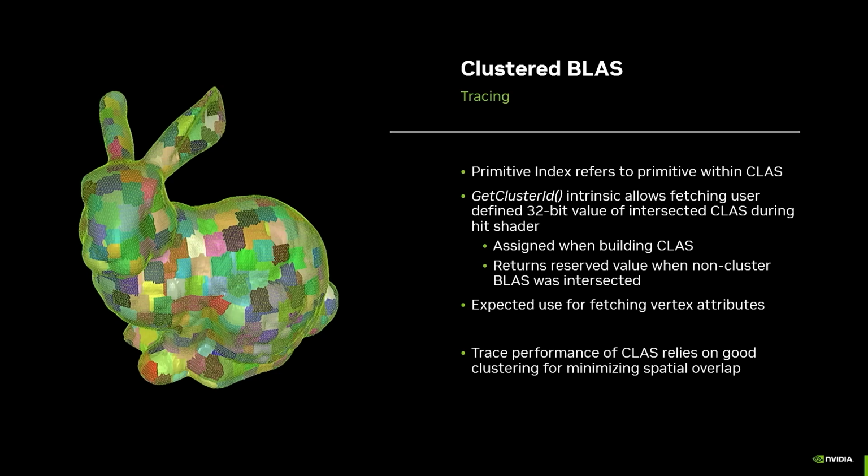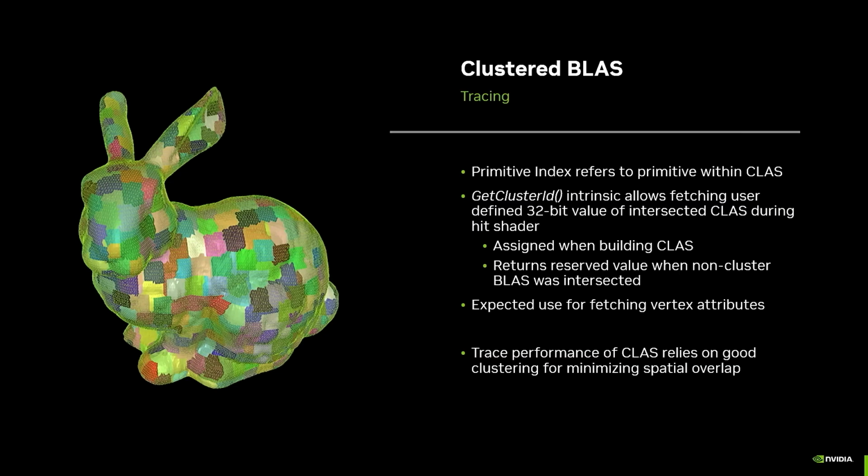So when you trace a clustered BLAS, there's a few small differences with the BLAS. First, your primitive index will refer to the primitive within the CLAS. So primitive indexes will not index within the whole BLAS, but within the CLAS the ray hits. And now this leaves you with, oh, I don't know which CLAS I hit in my BLAS. So that's why we added the get cluster ID intrinsic.